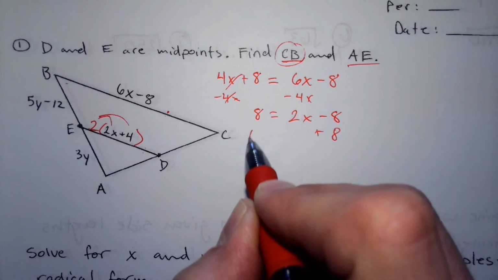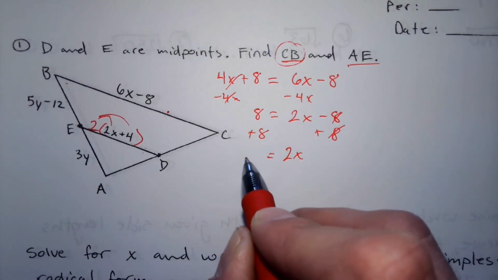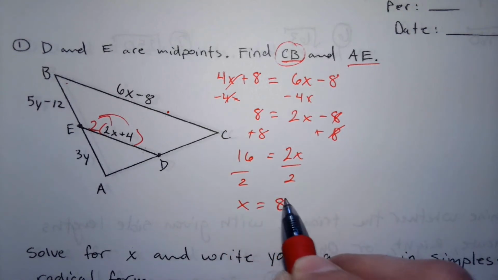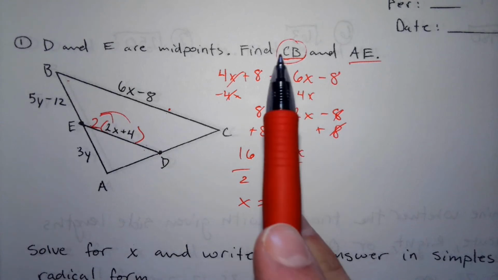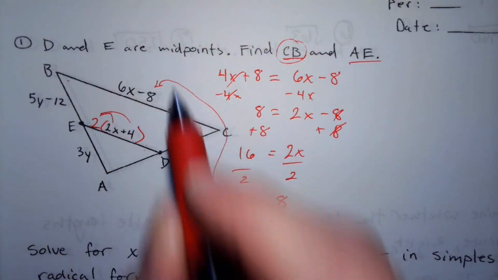Add 8. 16 equals 2x, divided by 2. So on this, x equals 8. However, you're not trying to solve for x and that's it. You're trying to figure out what CB is. So we have to take this and plug it back in.